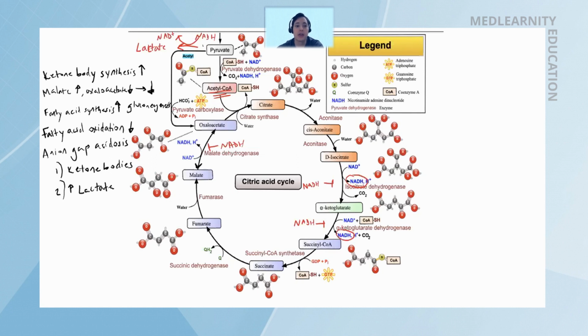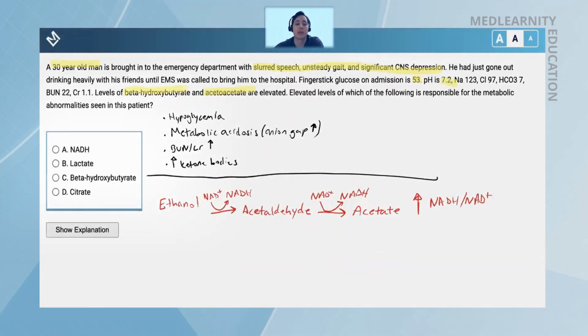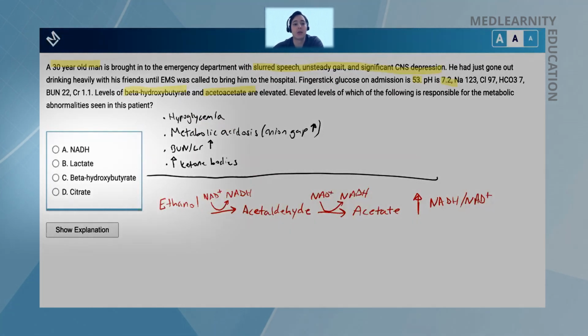And then also because of the ketone body elevation and the elevation of lactate that results from the desire of the body to regenerate NAD+, the lactate levels will go up. And these two together are responsible for the anion gap acidosis seen in this patient. So bringing it all together, I hope it's clear why the answer to this question is the NADH level. That's really responsible for everything that we've talked about.